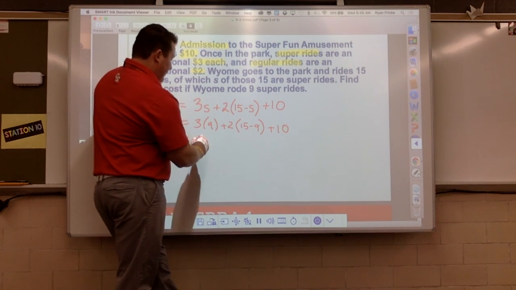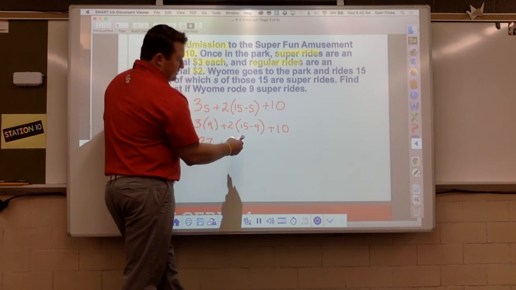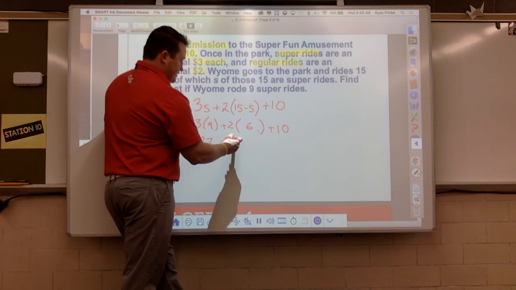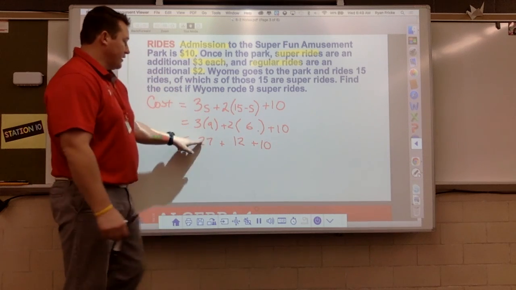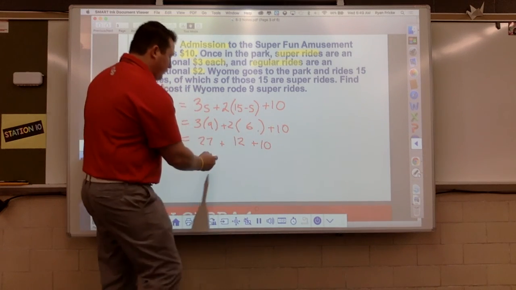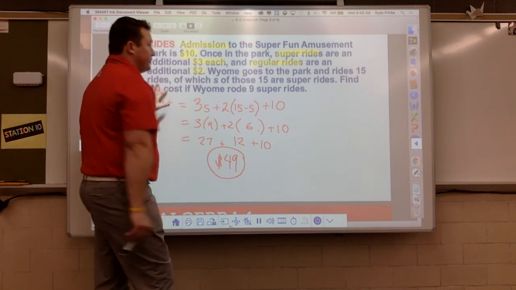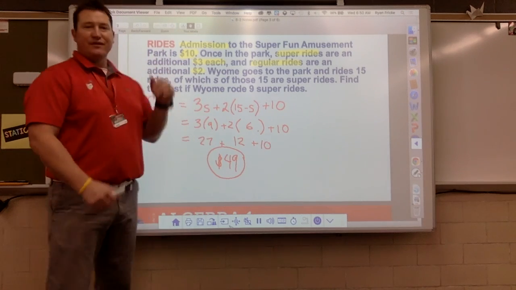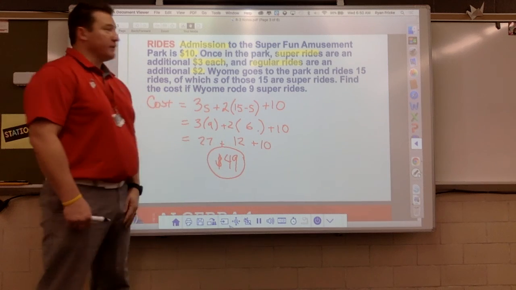So let's keep simplifying here. This is 27. We know this turns 15 minus 9, guys. What does that turn into? I believe the number 6. So this is going to turn into 12. That's going to turn into 10. Add all these up. That's $39, $49. That seems like a lot of money. But you got 15 rides, I guess. So, cool. All right. Anyway, so there we go.